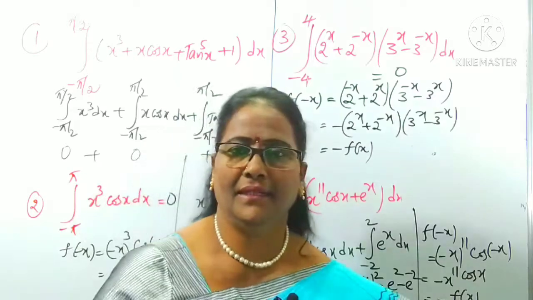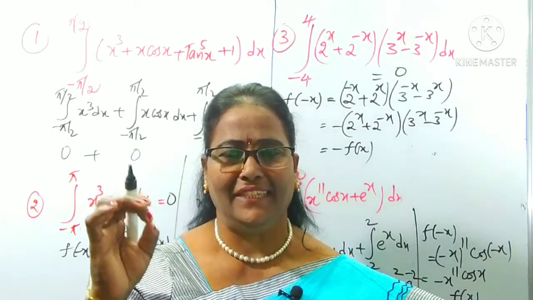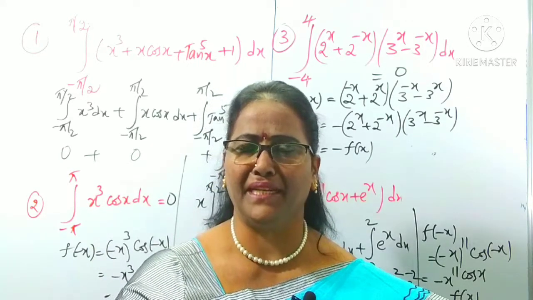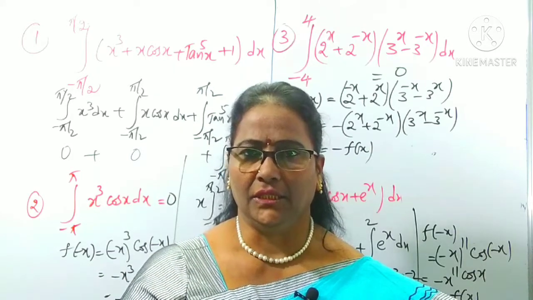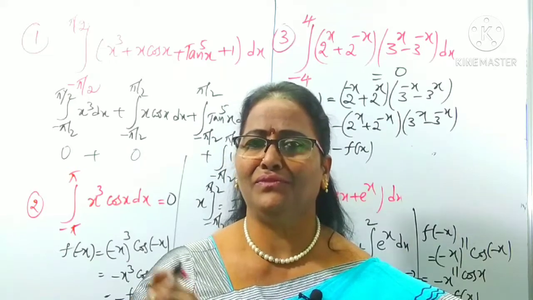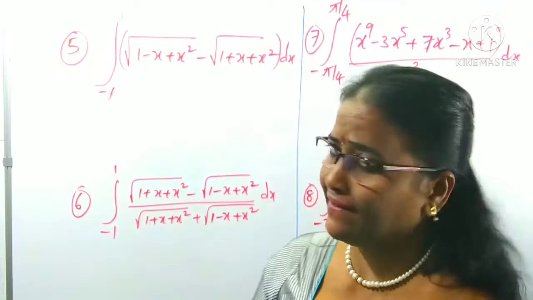Is it clear now? These four questions depend upon the even and odd function type. That is, the integral of f(x) from -a to +a is either 0 or 2 times the integral from 0 to a of the function f(x). Clear? Now, come forward to some more questions. Let's look at question number 5, 6, 7, 8.